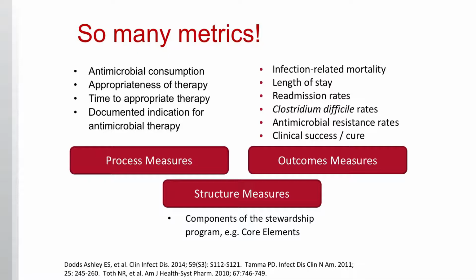For process measures, these are things that we're doing with the antibiotics. So consumption, like how much are you using on a monthly basis? And then appropriateness, is this the right choice for each infection? And that's what we've been trying to talk about today to help you make informed decisions. It could be the time to appropriate therapy, or also just documenting indication.